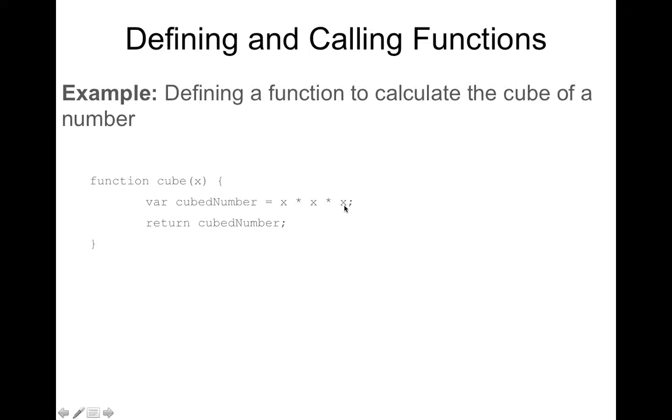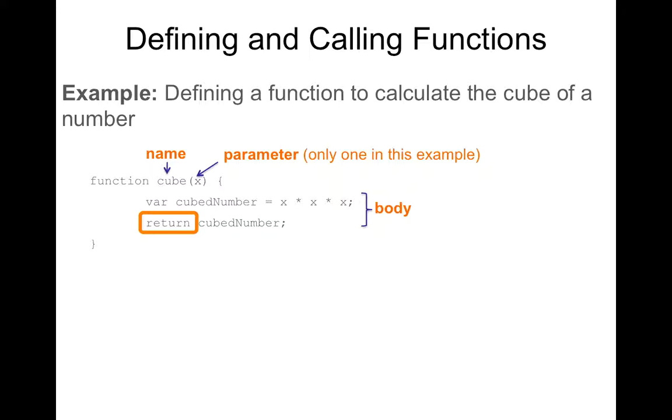So we're just cubing it. And then we return cubed number. So notice the return statement, the return keyword, followed by the value that we want to return to the caller, and the semicolon, of course, to end the statement. So there's the name, there's the parameter, and there's the body. And there's the return.